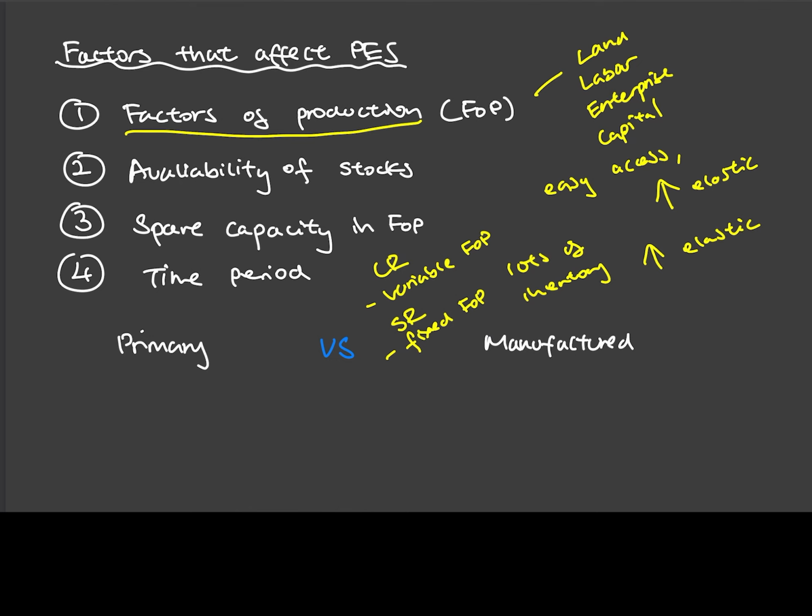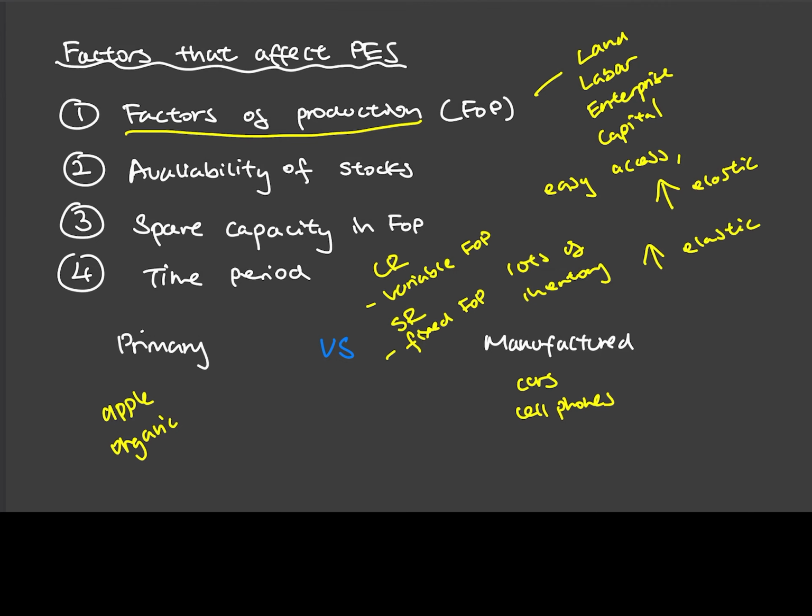So what is a primary good? A primary good is something like an apple, right? Organic foods, whatever. And then manufactured goods are like cars, cell phones, right? So there's a tendency for primary goods to be inelastic and for manufactured goods to be very elastic when it comes to PES. So have a little think. Why is that the case? I'll assume you had a little think right there.